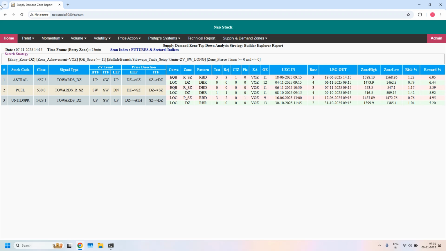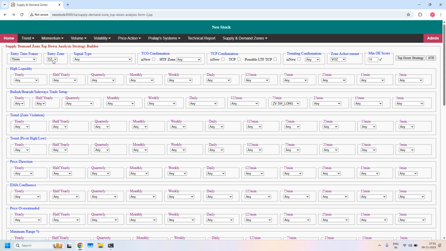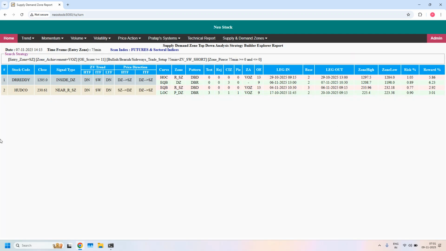Okay, next, sideways short trade setup for weekly income trade. Changes are 75 minutes supply zone and here sideways short. We got two stocks. Entry time frame zones are 75 minutes supply zones. Only if lesson 30.3 video checklist items are satisfied, then only you should plan trades on the 75 minute supply zones.